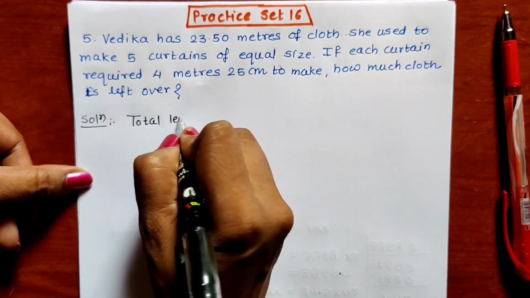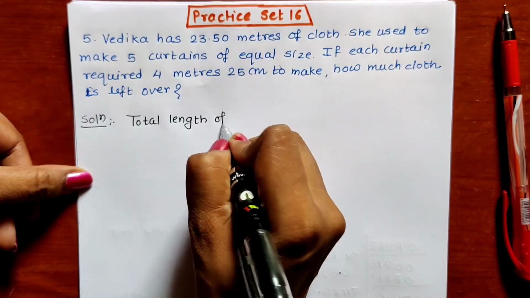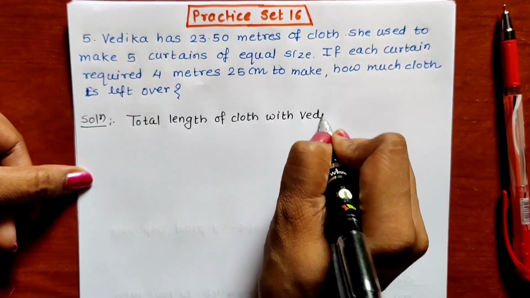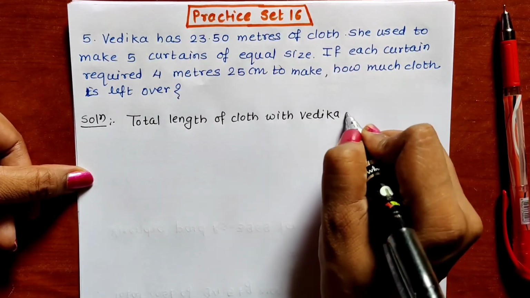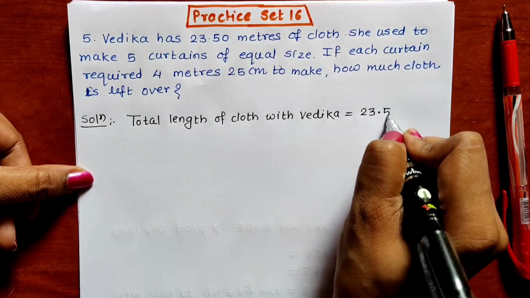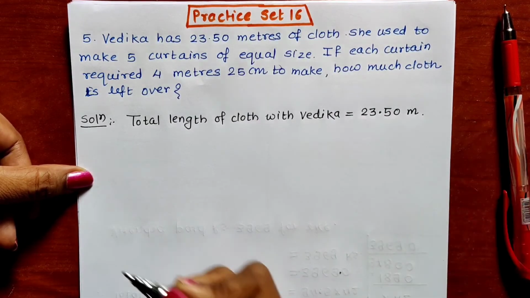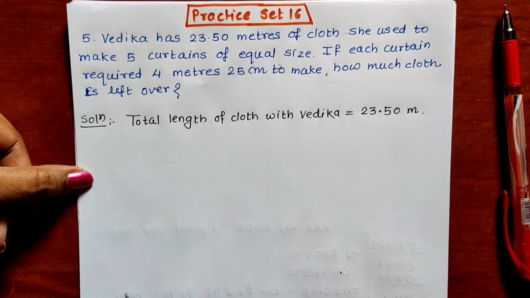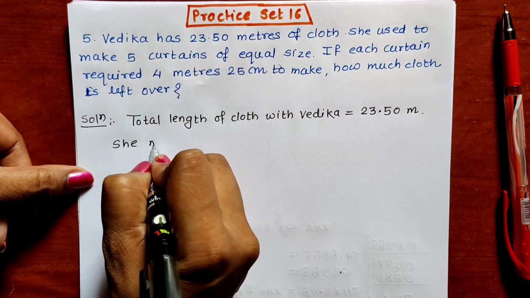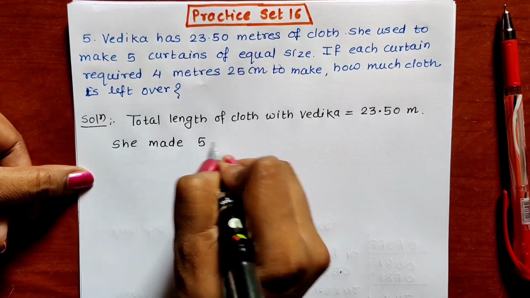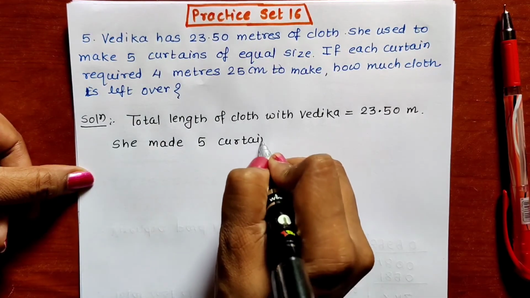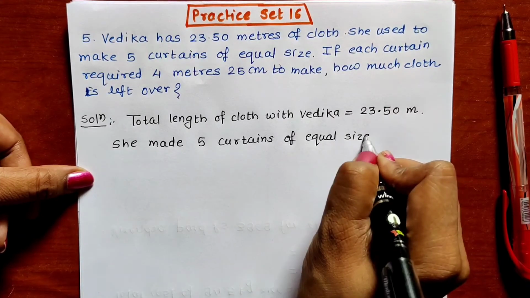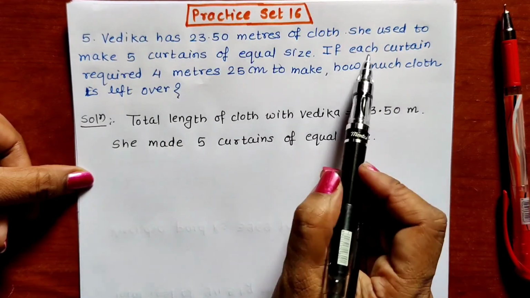Total length of cloth with Vedika, how much she had, is equal to 23.50 meter. Okay, I will write M for meter. Now she used it to make 5 curtains of equal size. She made 5 curtains of equal size. Now how much cloth is required to make one curtain?